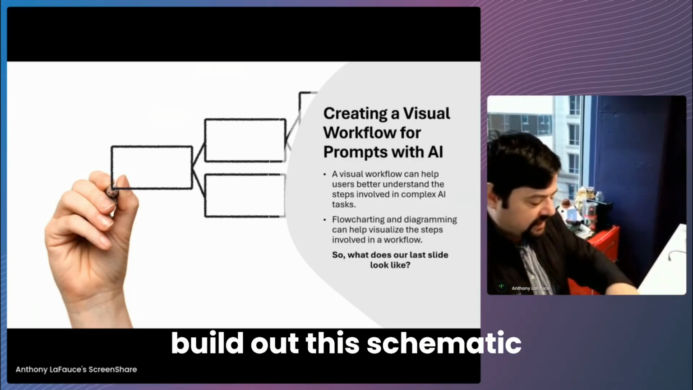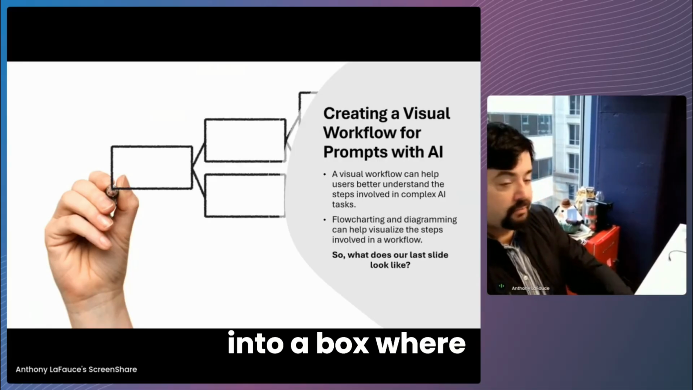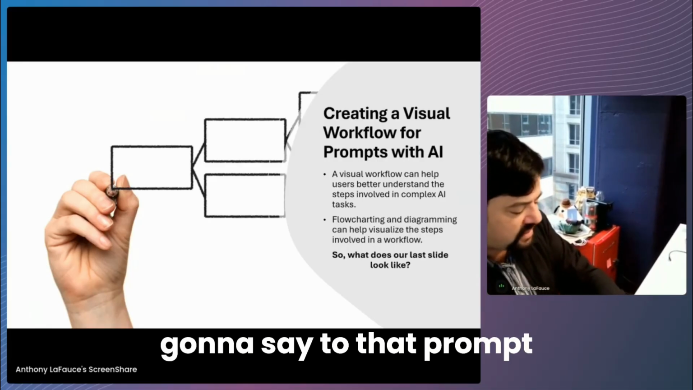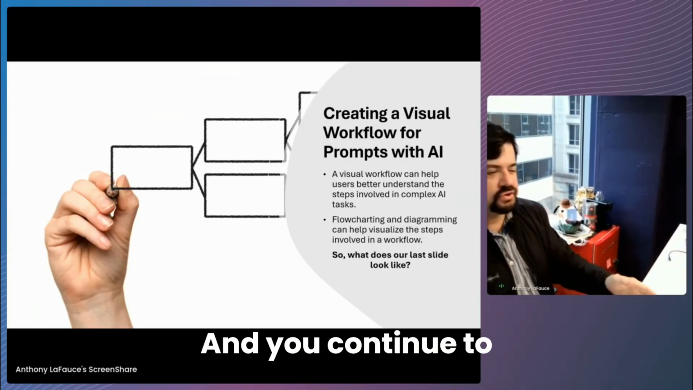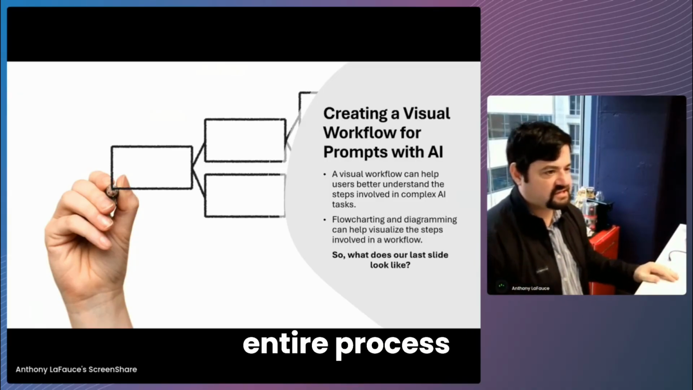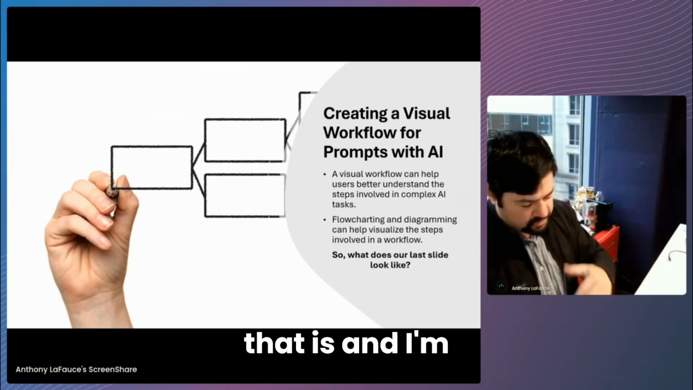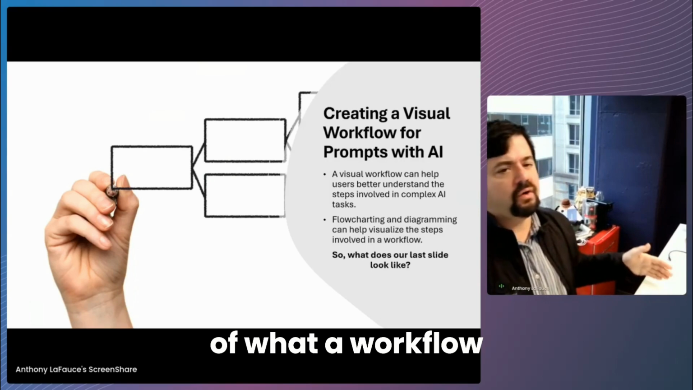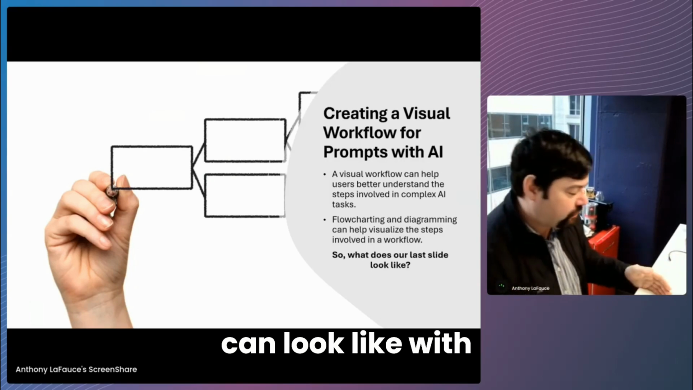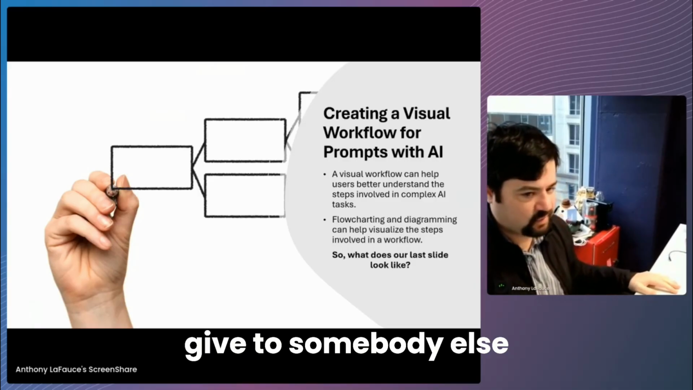And you start to build out this schematic with a line input into a box where a prompt lives that tells you what you're going to say to that prompt and what your expected outcomes are. And you continue to do that through the entire process. And when you're done, you have a document, and I'm going to show you a pretty simple example of one in a minute or two, of what a workflow can look like with prompts for an AI that you can then give to somebody else, right?